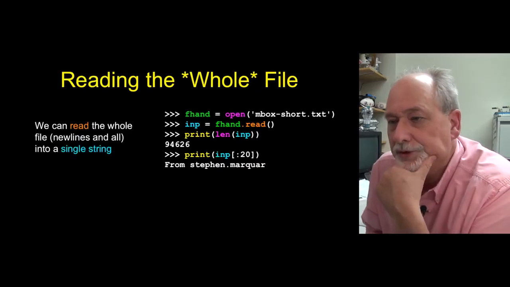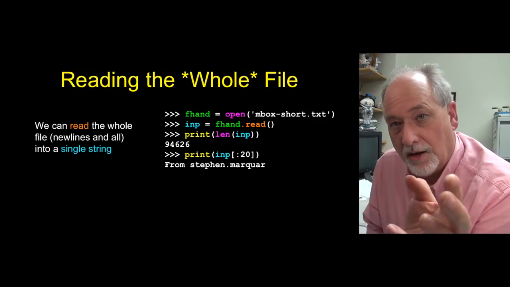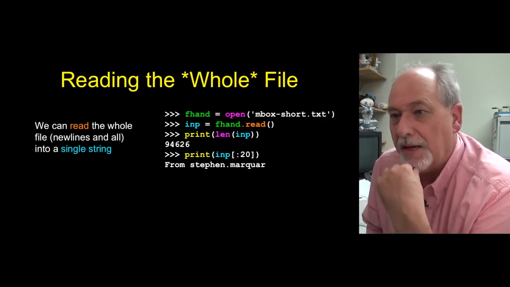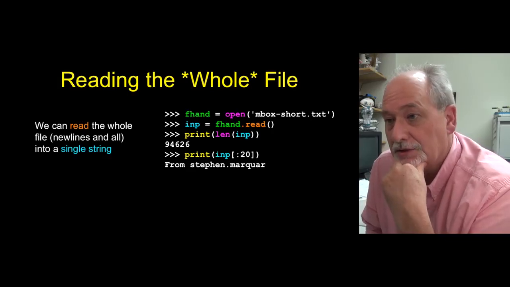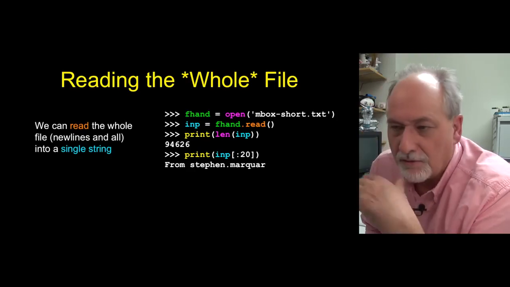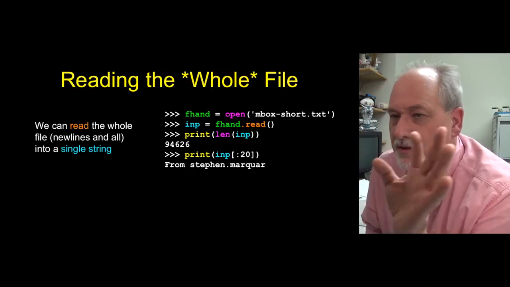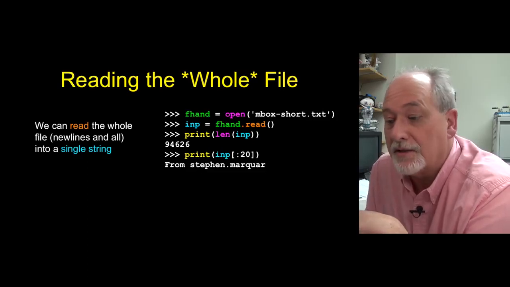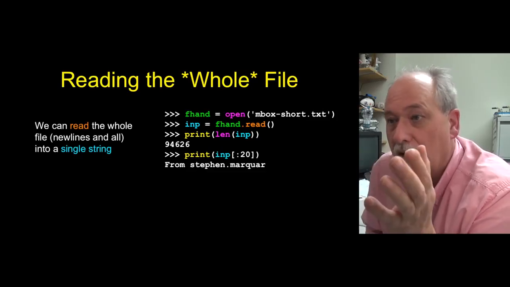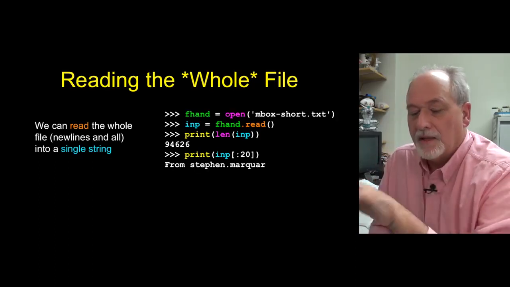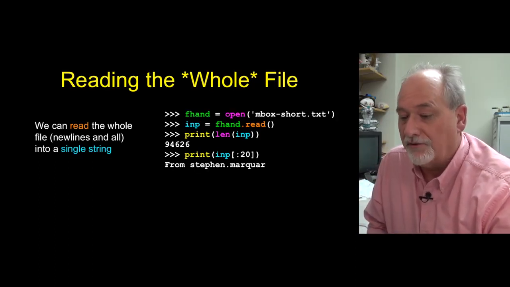Now, it's also possible to read the file as a series of characters, all in one go. Read the whole file. You've got to be careful, depending on the size of the file, because this is going to lead to a string variable with a lot of data in it. If it's 100,000 characters, that's actually kind of a small thing. But if it was 10 million lines, that would probably not be good. You'd want to read it one line at a time and process each line. But mboxshort.txt is a small little file.